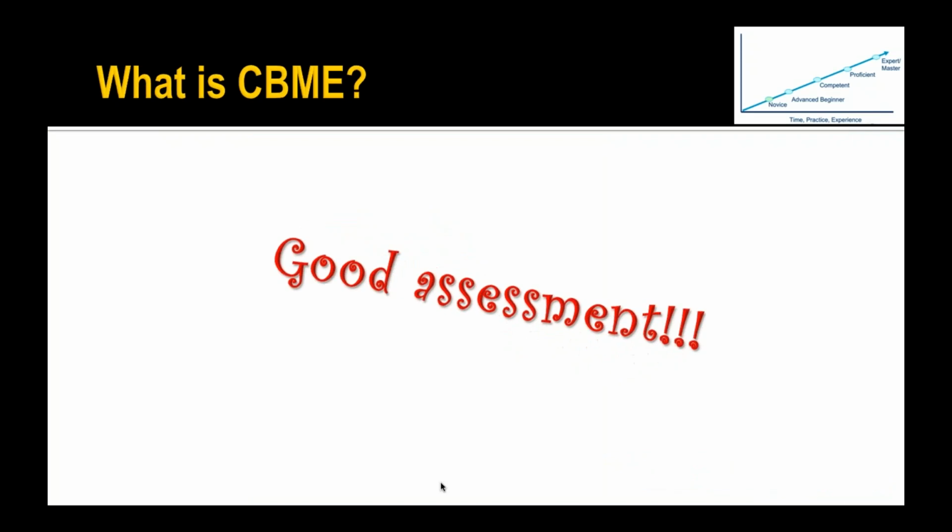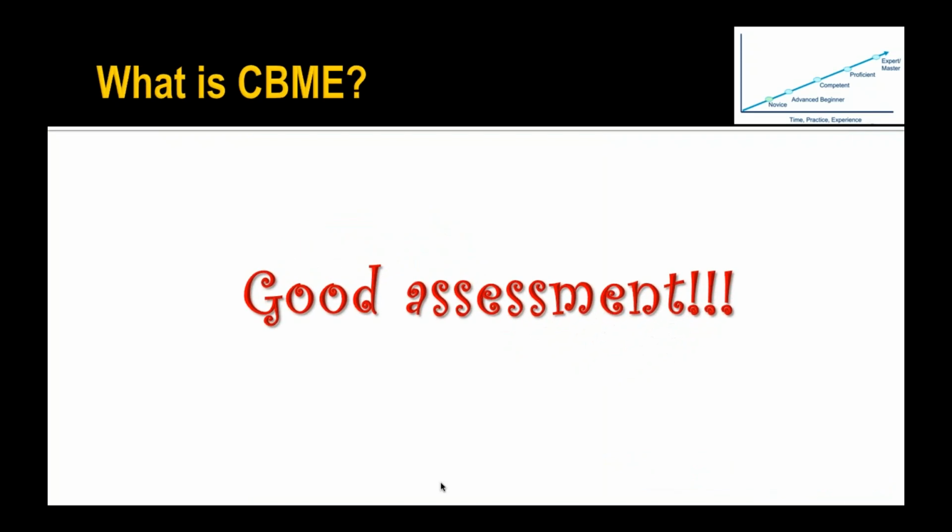So before I conclude, let's pose that same question again. What is competency-based medical education? The answer is good assessment.